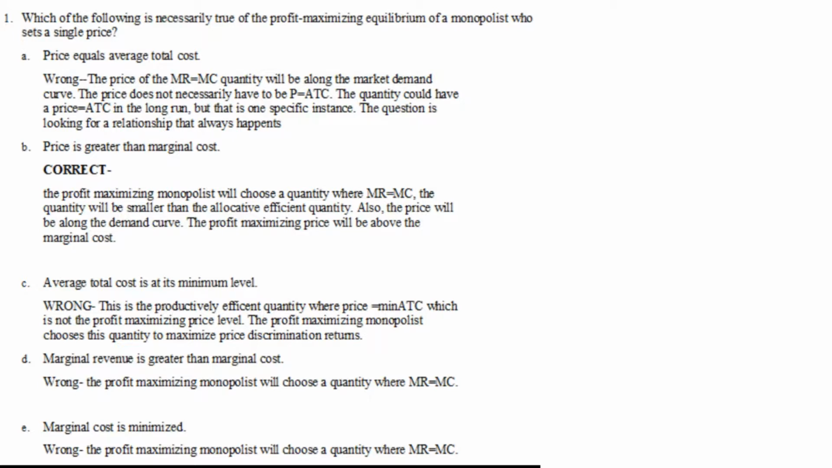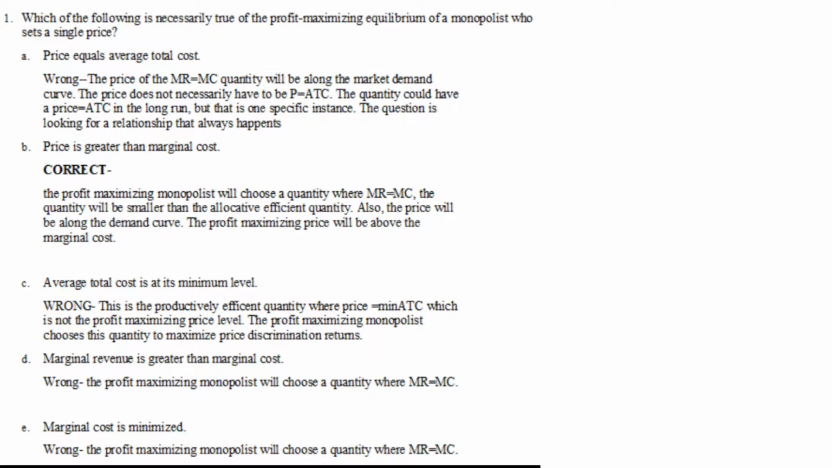The quantity could have a price equal to average total cost in the long run, but that is one specific instance. The question is looking for a relationship that always happens. B, price is greater than marginal cost. This is correct. The profit maximizing monopolist will choose a quantity where marginal revenue equals marginal cost.